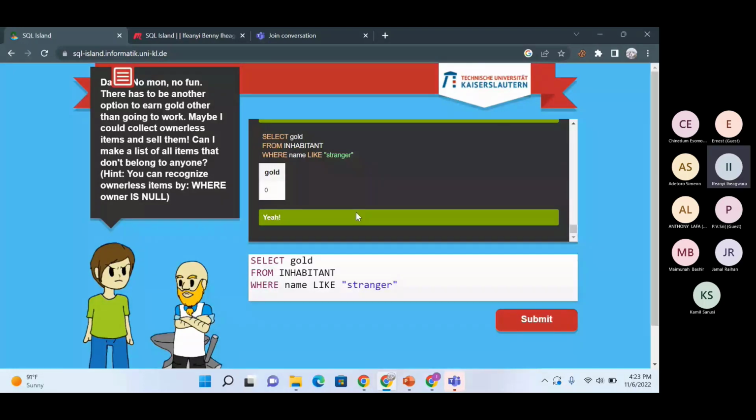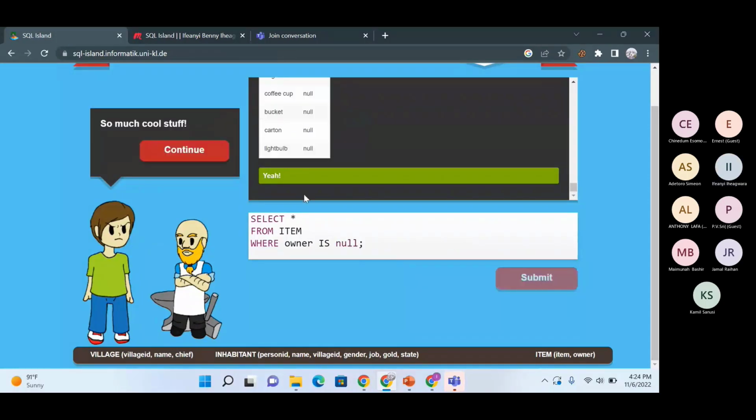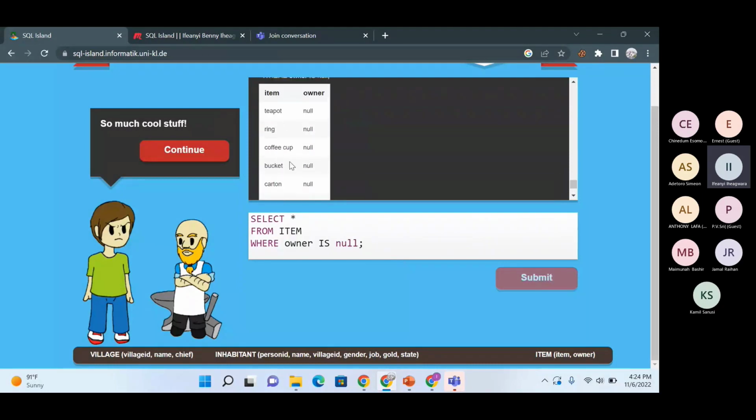Okay, so if we go back to look at our table, we have an item table here. So this time we're going to select everything from the item table. We want to know the list of items and maybe the owners. So from the item table where the owner is equal to null. So where the column called owner is null. Okay, so this is a list of different items that have no owners at the moment. So that means we can sell these and get a little bit of gold.